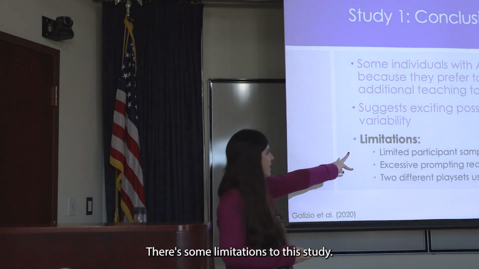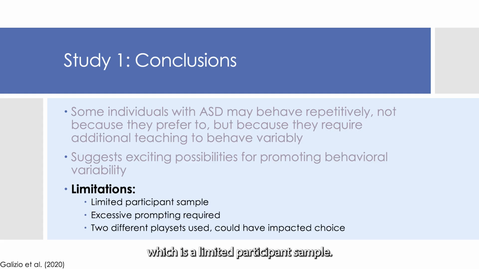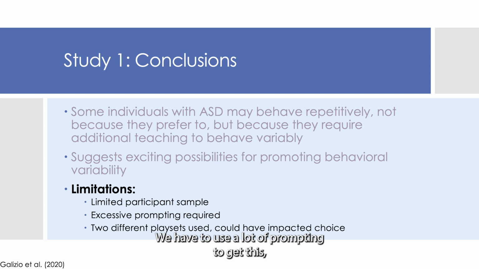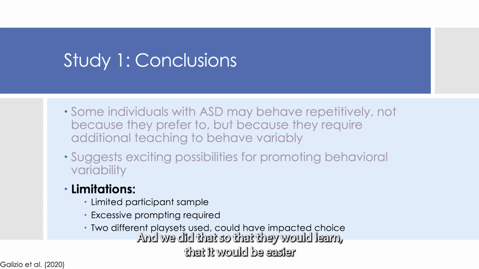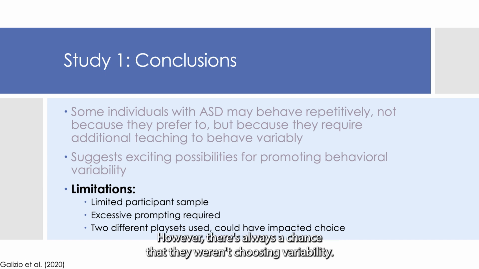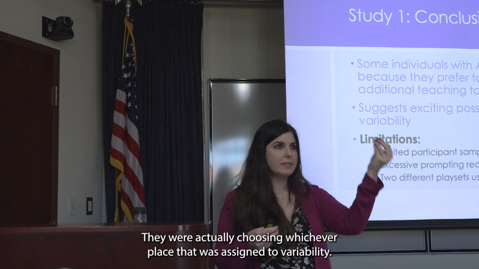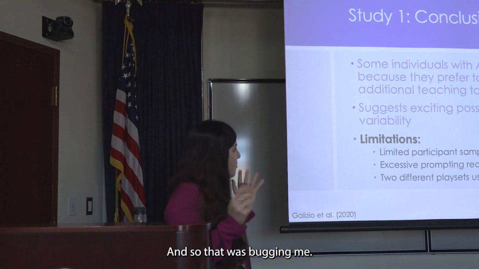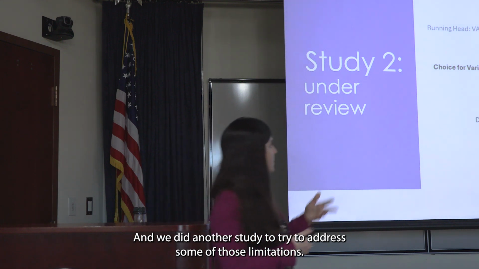There's some limitations to this study, and that's going to lead me to talking about my next one, which is a limited participant sample. We had to use a lot of prompting to get this discrimination to happen, and we used those 2 play sets. That was my biggest issue with that study. And we did that so that they would learn that it would be easier to teach variable, repetitive, really different. However, there's always a chance that they weren't choosing variability, they were actually choosing whichever play set was assigned to variability. And so that was bugging me, and we did another study to try to address some of those limitations.